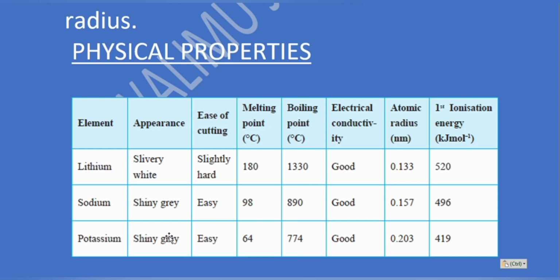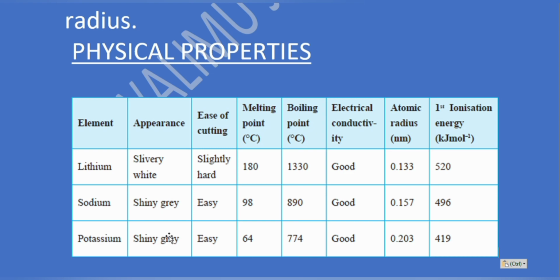Let's see the physical properties. Now here you have a table for the physical properties. You have the element, how it appears physically. With physical properties, we are talking about things that we can see with our eyes. Now the element, the appearance, the ease of cutting, the melting point, the boiling point, electrical conductivity, atomic radius, ionic, and then the first ionization energy.